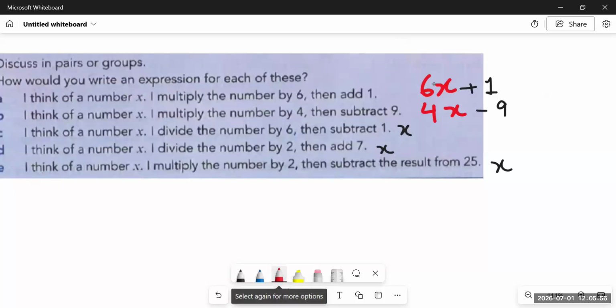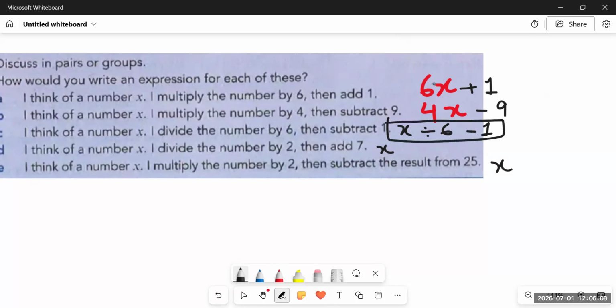Part C says, I think of a number x, I divide the number by 6. So it's x divided by 6. Then subtract 1. So how can we write it down? We can write x divided by 6 minus 1 as x upon 6. It's similar to writing 12 divided by 6. So 12 divided by 6 can be written in the form of a fraction, 12 upon 6. Same here, it will be written as x upon 6 minus 1.